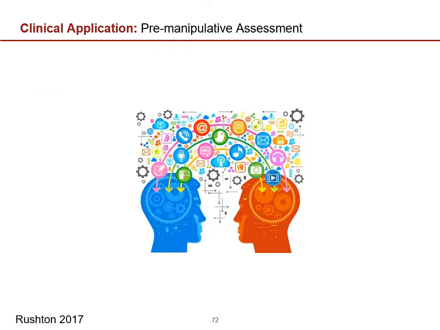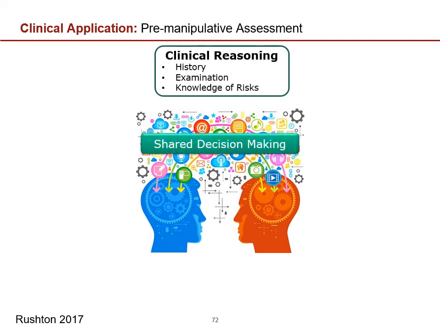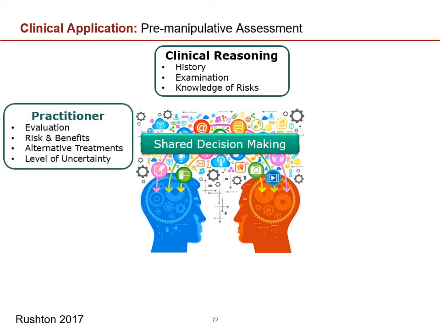Okay, if appropriate, depending on what we've gone through thus far, then you're going to go through a shared decision making. And what does this entail? So you're considering the clinical reasoning, your history, your examination, the knowledge of the risks that will be involved for this specific patient, as well as of the intervention itself. So from the practitioner side, you're considering the evaluation, the risks and benefits, alternative treatments, the level of uncertainty that you have or the lack thereof.